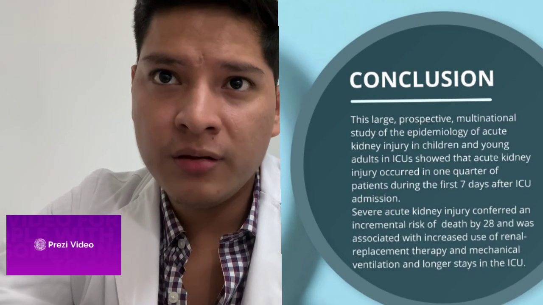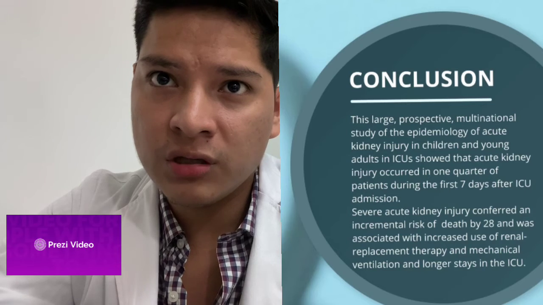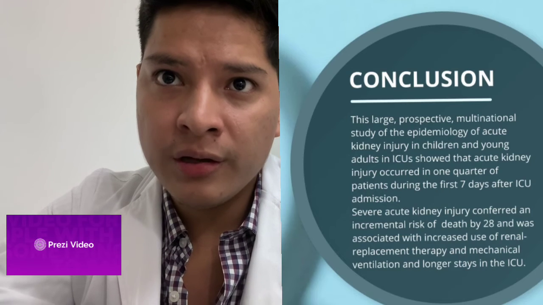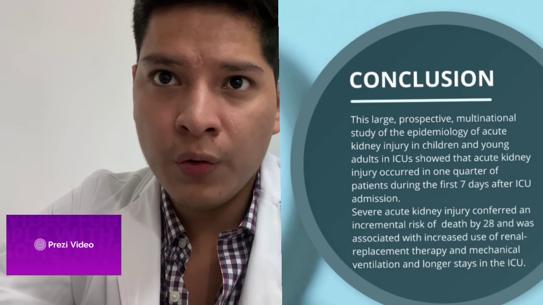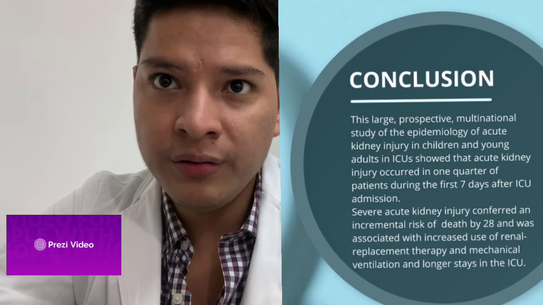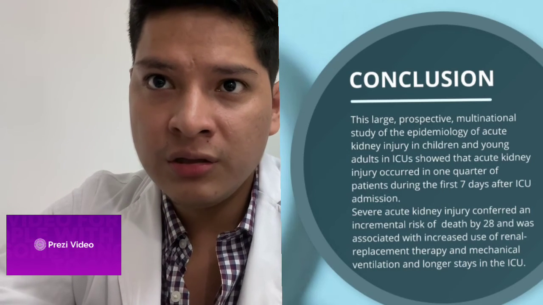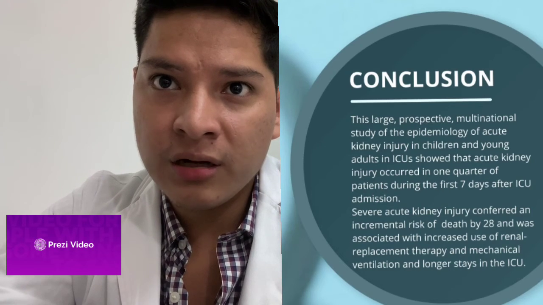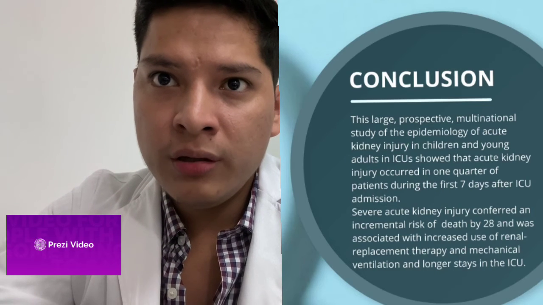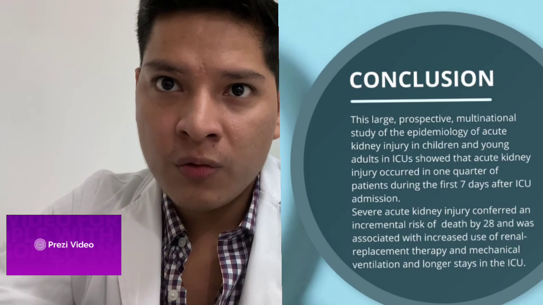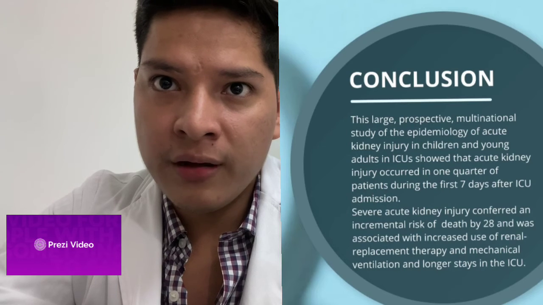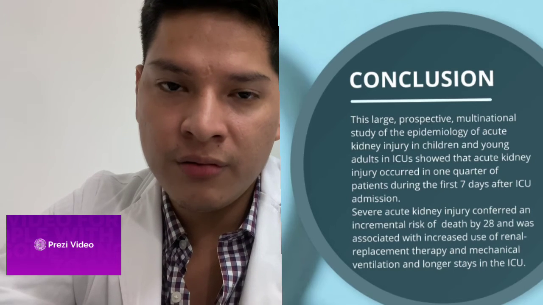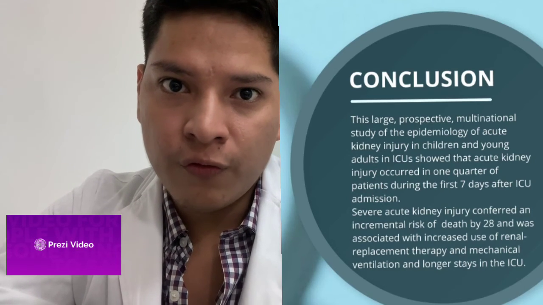Conclusion. This large prospective multinational study of the epidemiology of acute kidney injury in children and young adults in the ICU showed that acute kidney injury occurred in one quarter of the patients during the first 7 days after ICU admission. Severe acute kidney injury conferred an increased risk of death by day 28 and was associated with increased use of renal replacement therapy and mechanical ventilation, and a longer stay in the ICU.